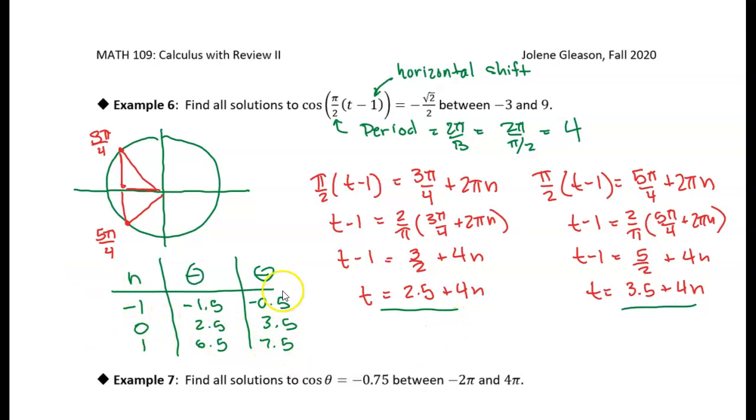So these are my solutions here in this table. Those are all of the t values, I guess I should write t, since in this case it was actually t, not theta. These are my t values that give me a solution to this equation. These are all the t values that satisfy this equation on the interval between -3 and 9. I'll meet you in the next video.